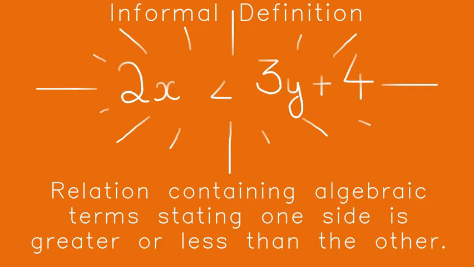What you are seeing on the screen is an algebraic inequality. This is an example of an algebraic inequality which says that 2x is less than 3y plus 4. So let's go through the definition one by one.